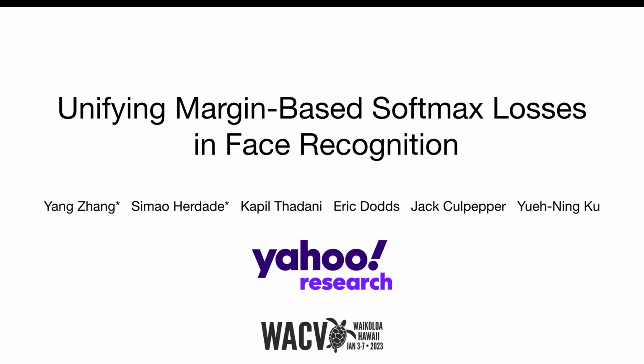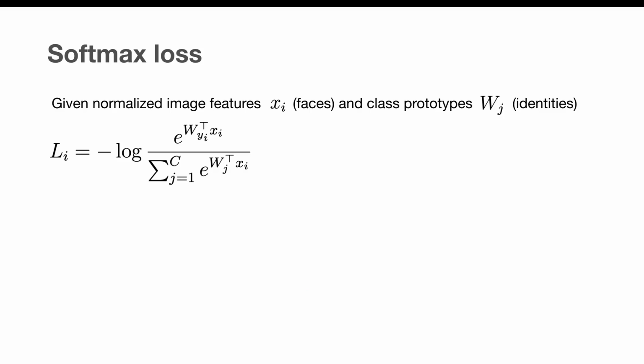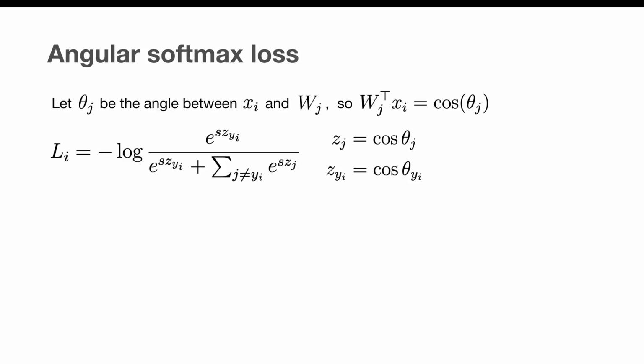Unifying margin-based softmax losses in face recognition. The standard classification loss is given by the softmax of the correct class logit over all class logits. When the image feature vector and the class prototype vectors are normalized, dot products equal the cosine of the angle between the vectors, and the loss can be rewritten in its angular shape.